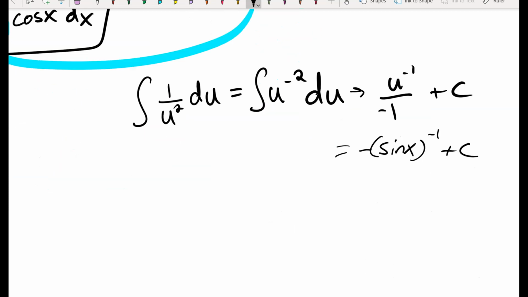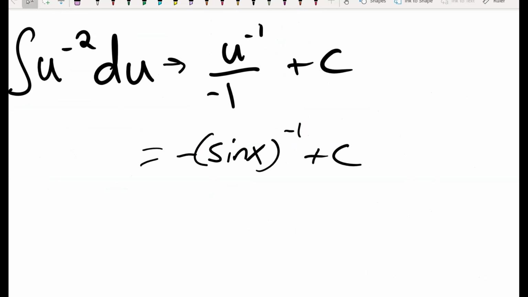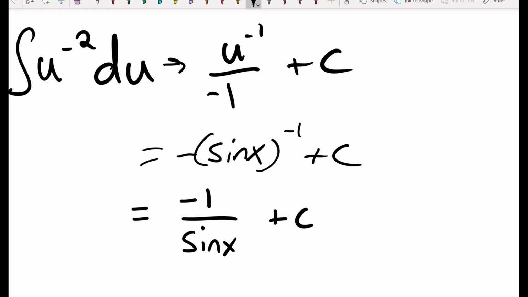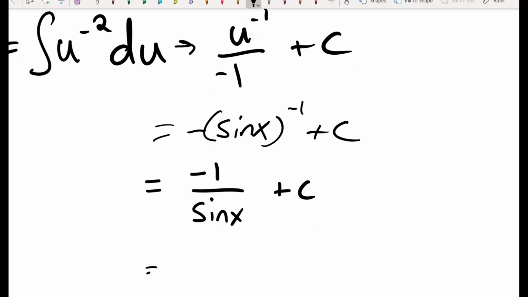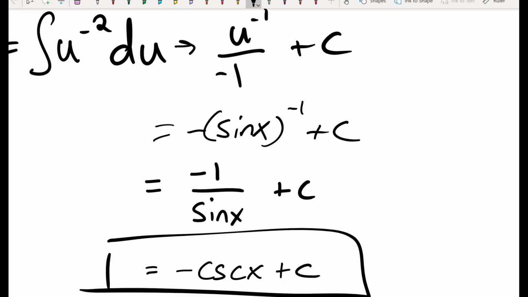But I think I could simplify a little bit further. Is that technically correct? Yes. But remember, a negative exponent just means to put it in the denominator. And negative 1 over sine x is actually just one of the reciprocal trig functions, right? 1 over sine is the same thing as cosecant of x. So if I wanted to write a final simplified answer, it could look something like that.